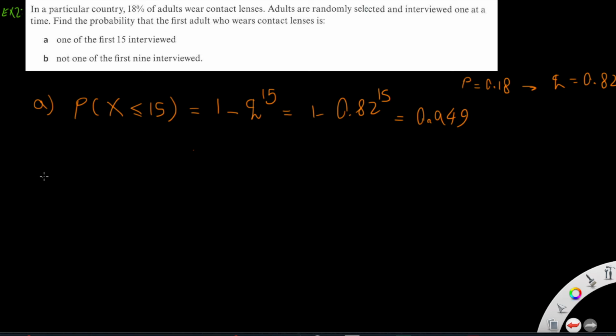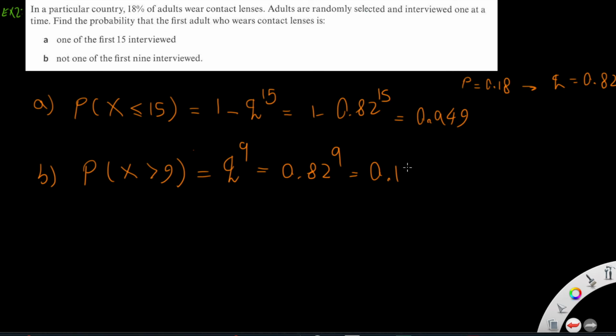0.949. Part B says not one of the first 9 interviewed, so probability of x more than 9 can be written as q to the power of 9, 0.82 to the power of 9, giving you an answer of 0.168.